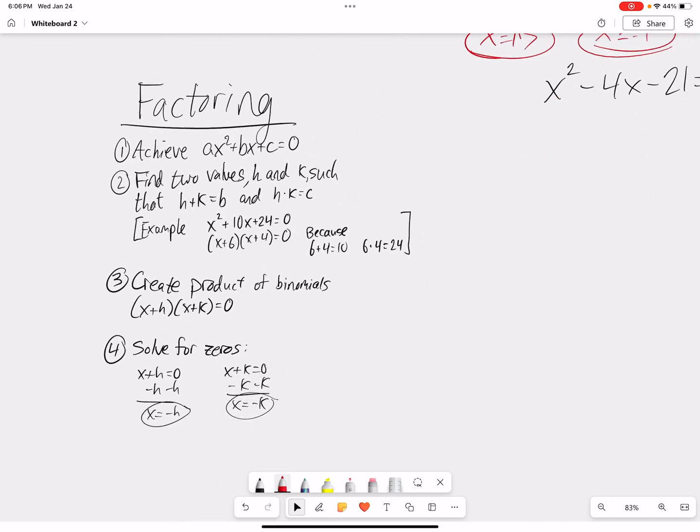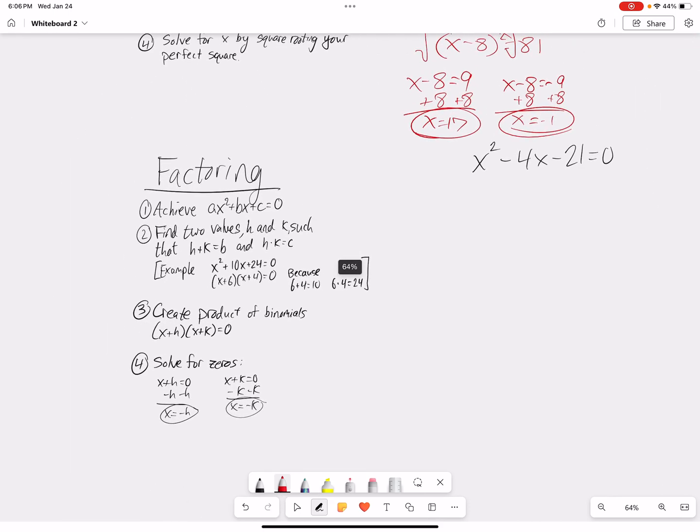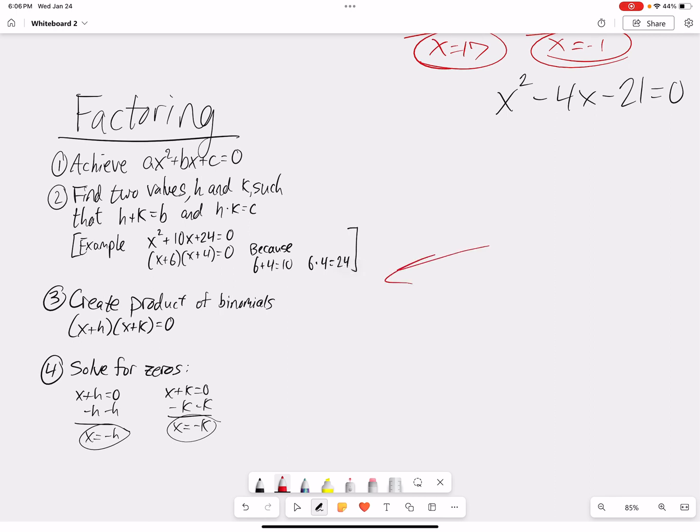Okay, lastly, factoring. This is the thing we've been doing in class for the last couple days. You are finding two values that add to get the b term and multiply to get the c term. Now keep in mind, my equation's already equal to 0. If you had a 5 on the other side, you'd have to do minus 5 first, and then you could solve it. But mine's already equal to 0.